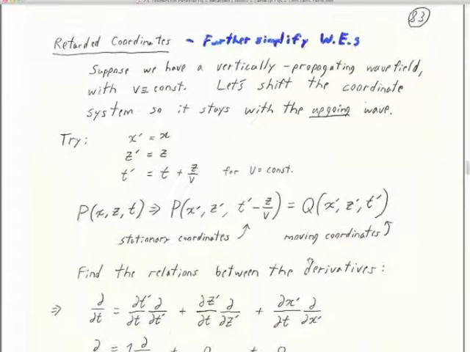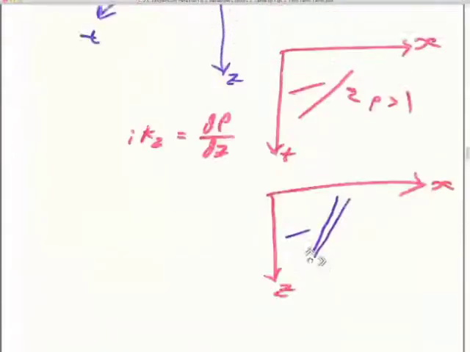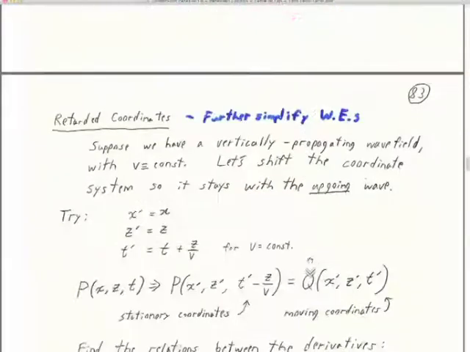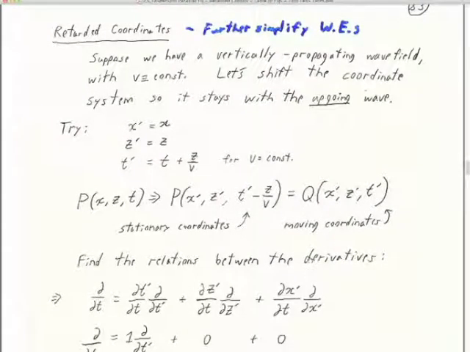So this is a good spot to end because four terms is still a lot to finite difference. We'll start pretty soon in finite differencing, and you'll see that it's a lot of work. So we've got to see if there's a way to eliminate another term. Since we're using, say, upgoing waves, there may be a way to eliminate another term, and that's what these retarded coordinates are for.